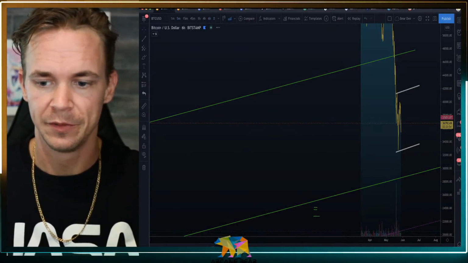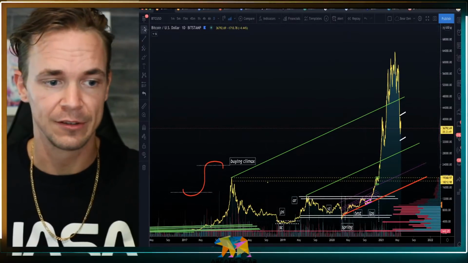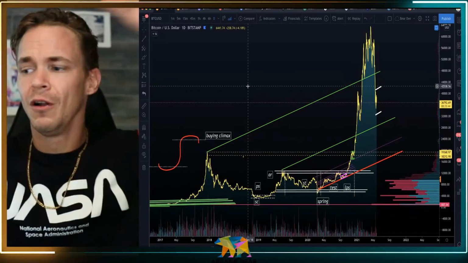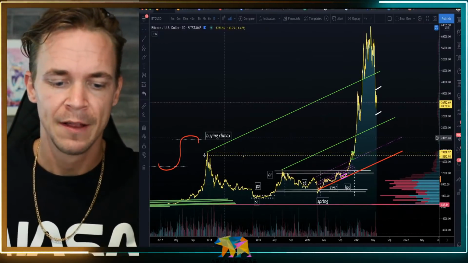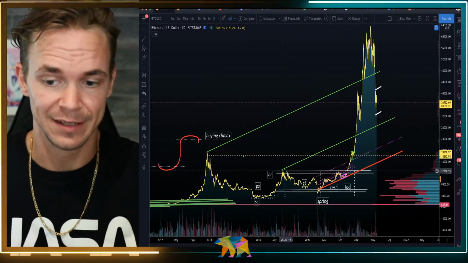The Wyckoff accumulation ranges that we have drawn here, we have not changed this pattern since we started drawing them in basically March, April, May. So you can go back through all of our videos where we've been studying Wyckoff, and these regression lines and the Wyckoff accumulation ranges we've had stacked since May.